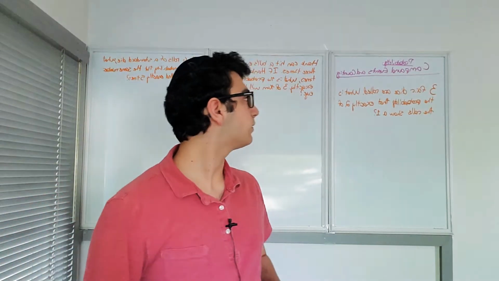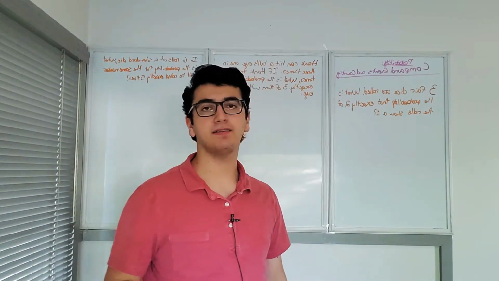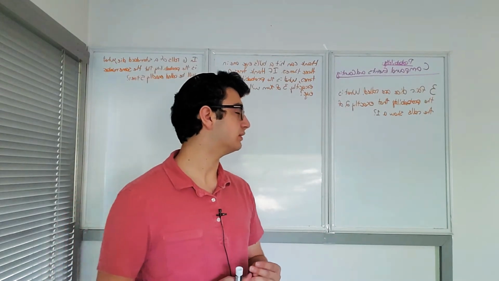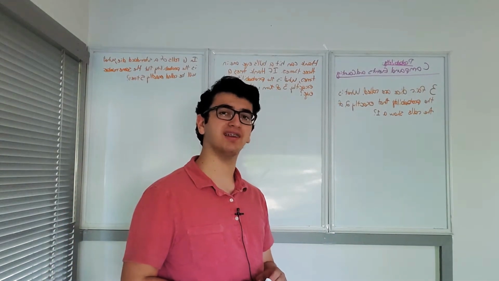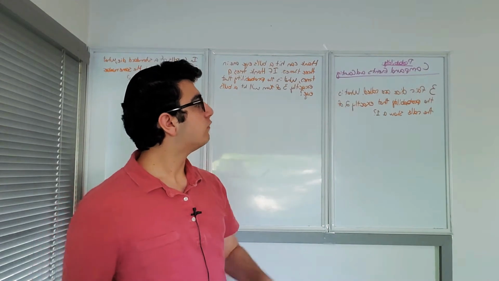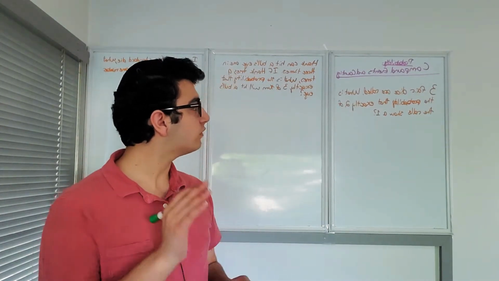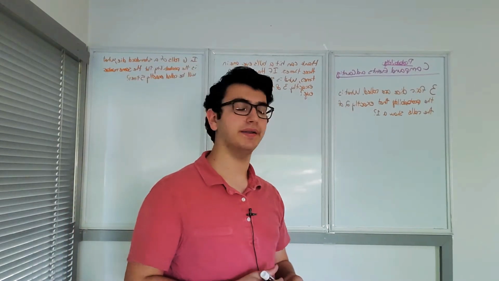Hello, in this video we're going to be going over compound events and counting. This is a subtopic in probability. And I'm going to start you off with an example. 3 fair dice are rolled. We're going to find out the probability that exactly 2 of the rolls show a 1.